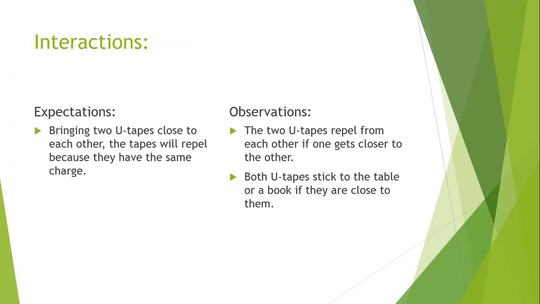Before doing this lab, I expected that bringing two tapes close to each other, the tapes would repel because they have the same charge, and that's what actually happened during the lab. They repel each other when they are close, and both tapes stick to the table or book when they're close to them. That means that the table and book have the opposite charge of the tape.